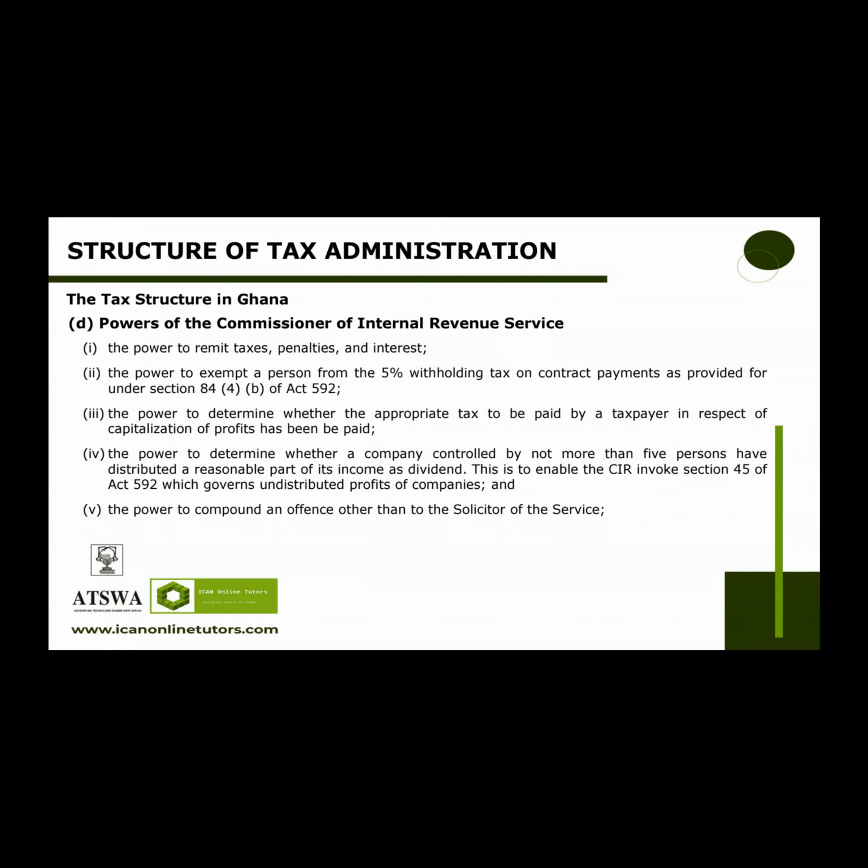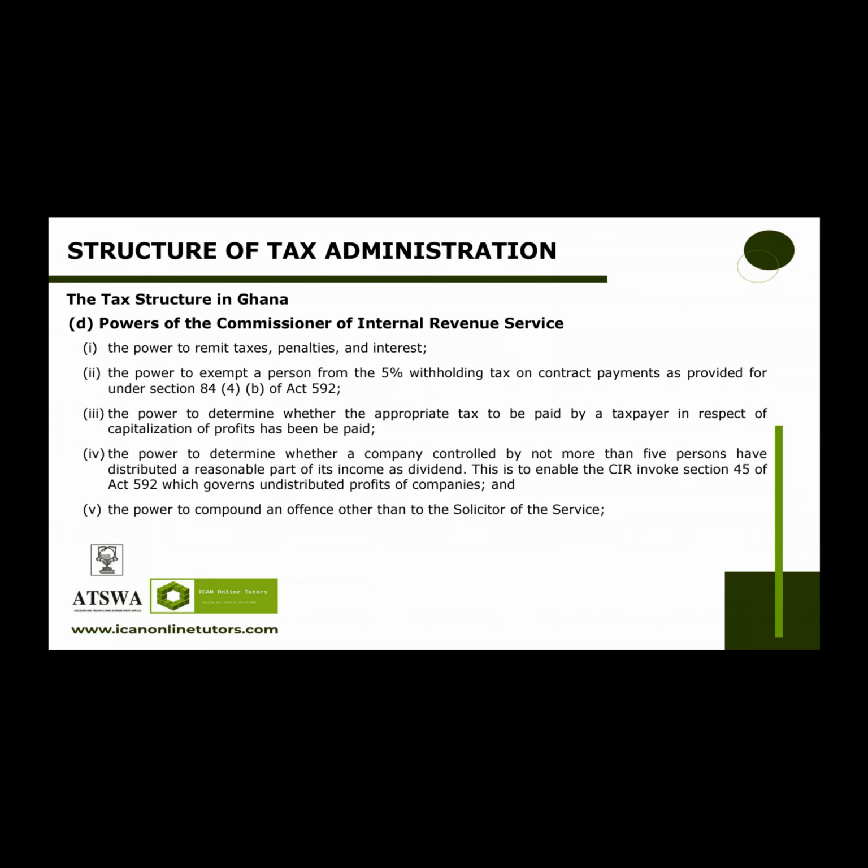Who is the CIR? The CIR is the Commissioner of the Internal Revenue Service. So these powers are as follows: the power to remit taxes, penalties, and interest, the power to exempt a person from the 5% withholding tax on contract payments as provided for under Section 84, subsection 4, subsection B of Act 592.